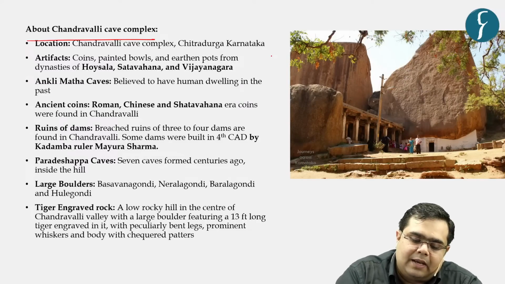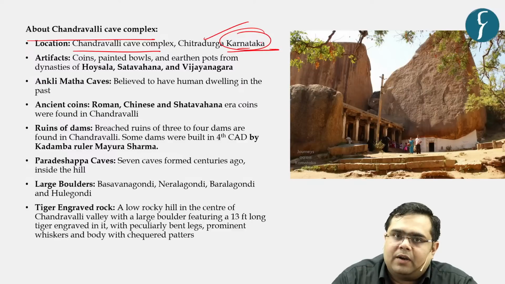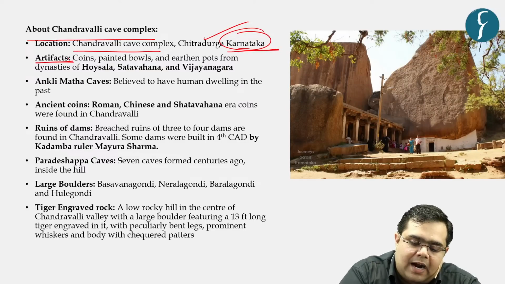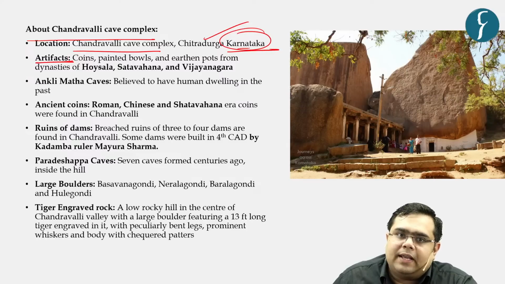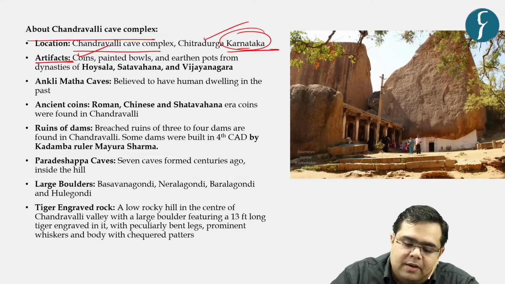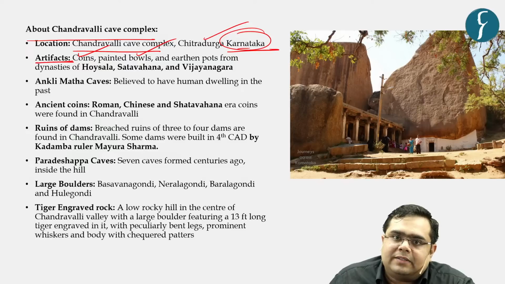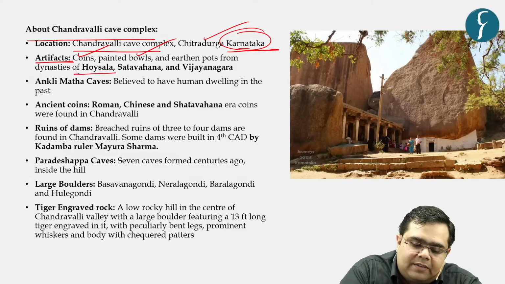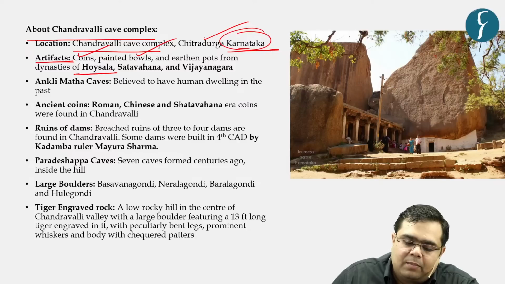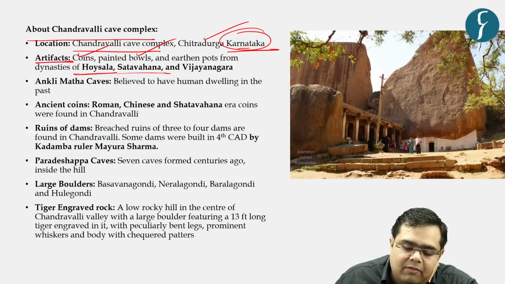The first one being, the Chandravali cave complex is located in Chitradurga district of Karnataka. So Karnataka becomes important for us. Next, the various artifacts found here are associated with coins and painted bowls, and it would be amazing for you to know that these artifacts are spread over centuries, right? For example, artifacts from the Hoysala period, Satavahana period, and Vijayanagar period have also been found.